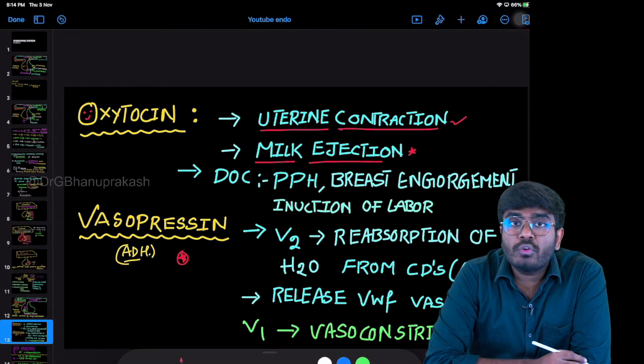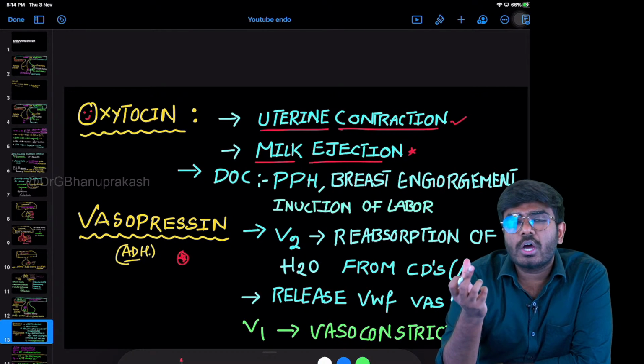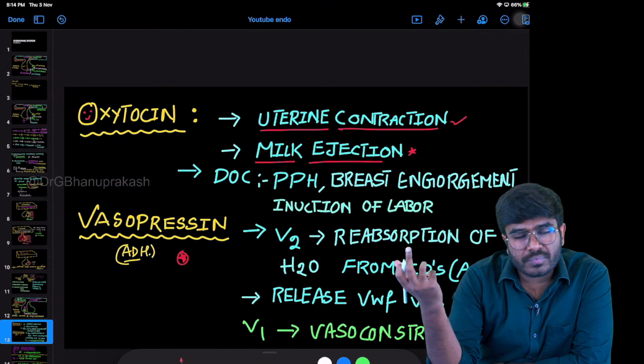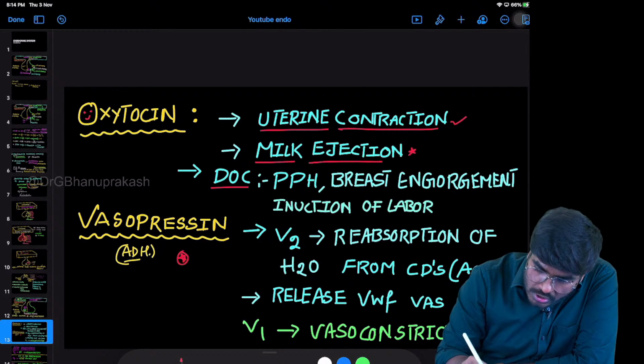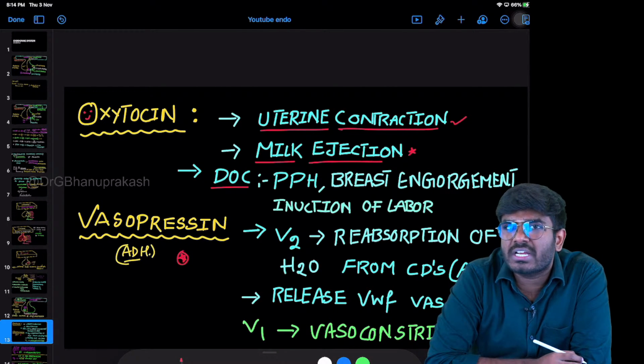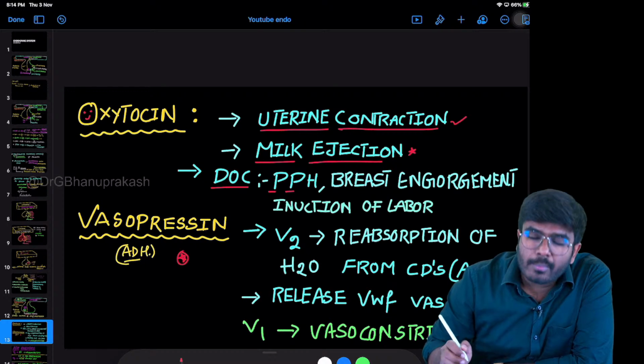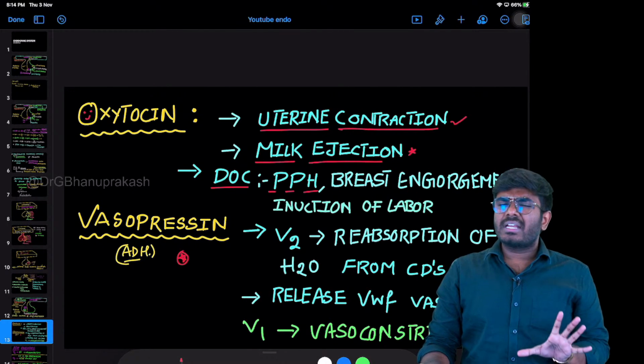And the same oxytocin, we can use it as a drug. We can manufacture the oxytocin in the pharmacy, in the industries, and we can use this oxytocin for certain conditions, guys. Now what are those conditions? Oxytocin is used as a drug of choice for which condition? Sir, postpartum hemorrhage. Now what exactly is postpartum hemorrhage?